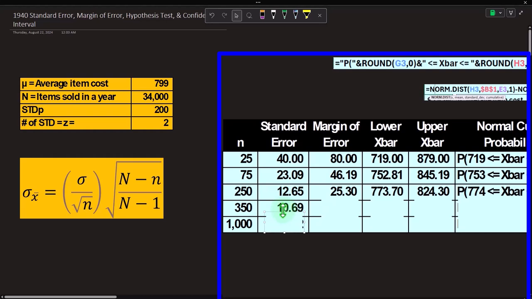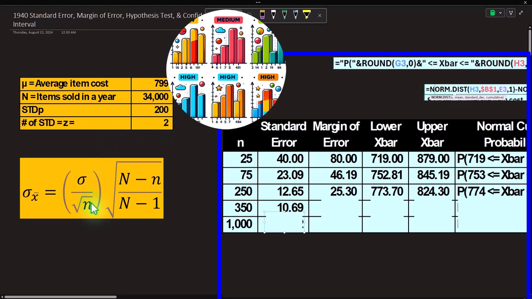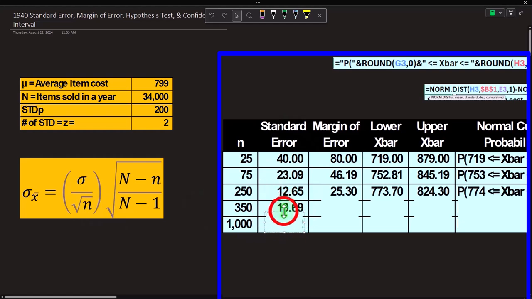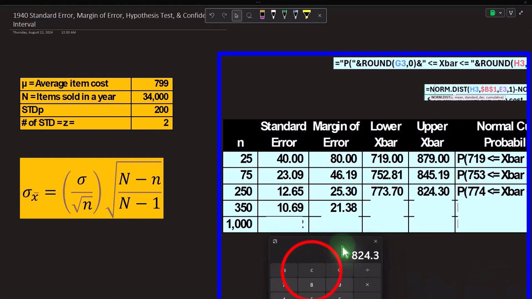Now we'll go to the next one. So if it goes from 250 up to 350, now our formula, still 200 up top for the standard deviation of the population divided by the square root of the sample size, which has now gone up to 350, meaning our standard error has decreased to 10.65. Now, once again, it went up by 50, but we only had a change of 12.65 to 10.65. And then the margin of error is just going to be twice of that. So now we have 10.69 times 2, because we're going two standard deviations out.